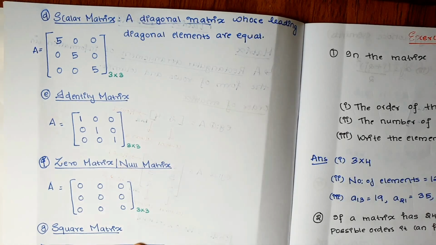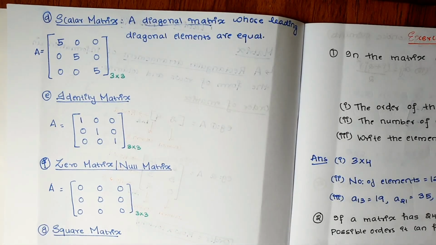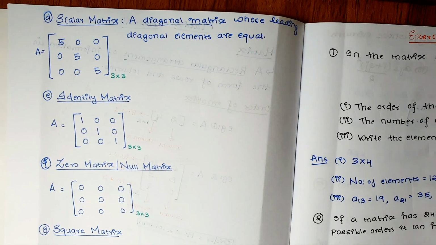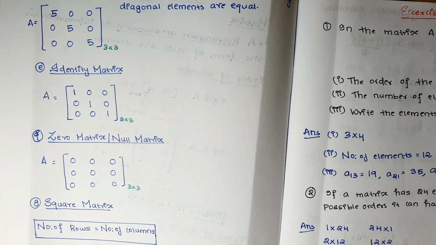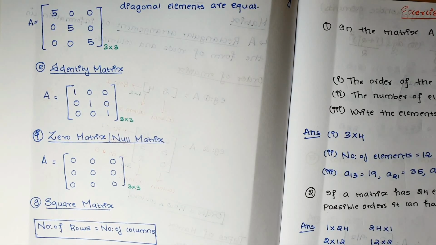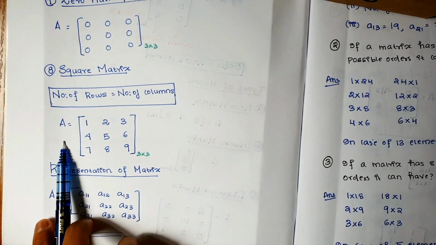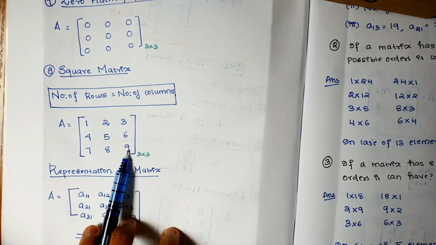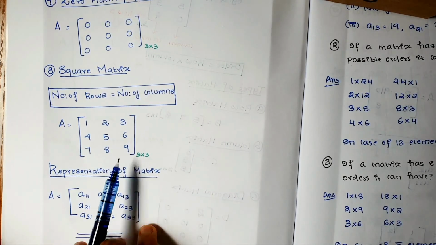So students, next is zero matrix or null matrix. Zero matrix or null matrix means all the elements are 0. If a matrix has all elements 0, then we can tell that matrix is a zero matrix. Okay. Next is square matrix. What is square matrix? Square matrix means if the number of rows is equal to number of columns, then we can tell that particular matrix is a square matrix. So here students, this is an example for a square matrix. It has 3 columns and it has 3 rows. So this is a square matrix.